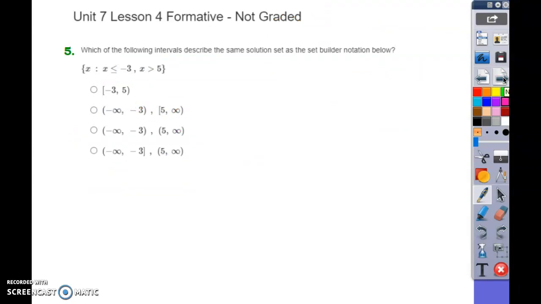Number 5, which of the following intervals describes the same solution set as the set builder notation below? All right, what does this say? This says x is less than or equal to -3. So that's from -infinity up to -3 and including -3. And then x is also greater than 5. So 5, but not or equal to 5, greater than 5. So that's this right here. So boom, done. Peace out.